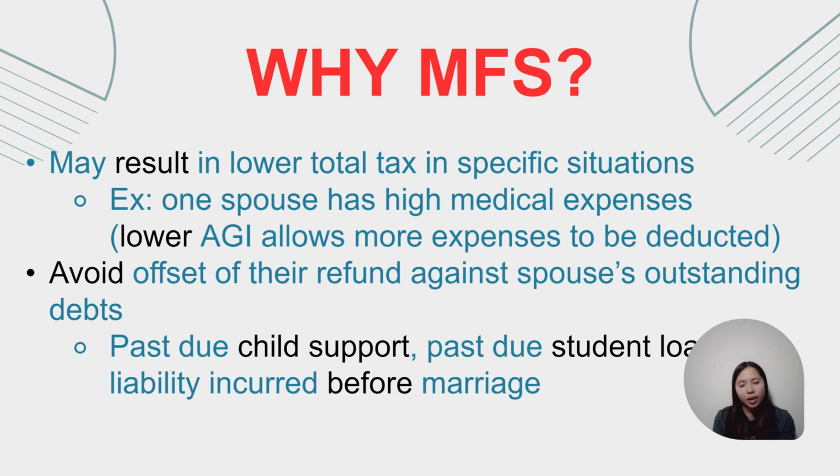Or another example is if one of the spouses wants to avoid the offset of their refund against the spouse's outstanding debts, so they want to separate their debts in case one of them is super in debt and the other one wants to maintain good standing, that sort of thing.